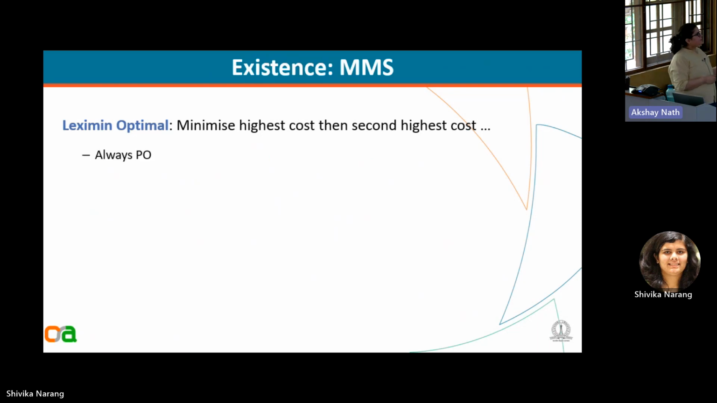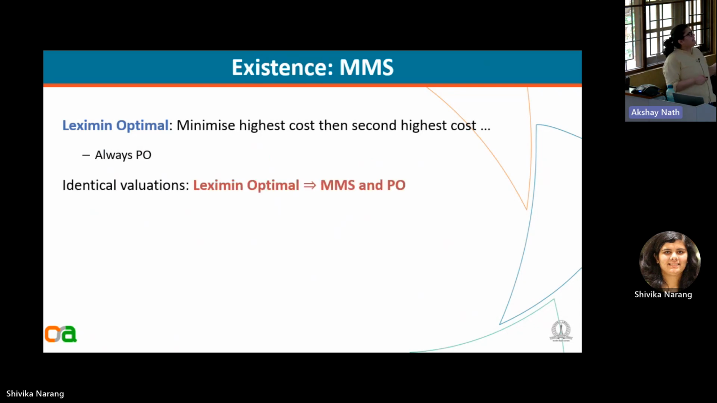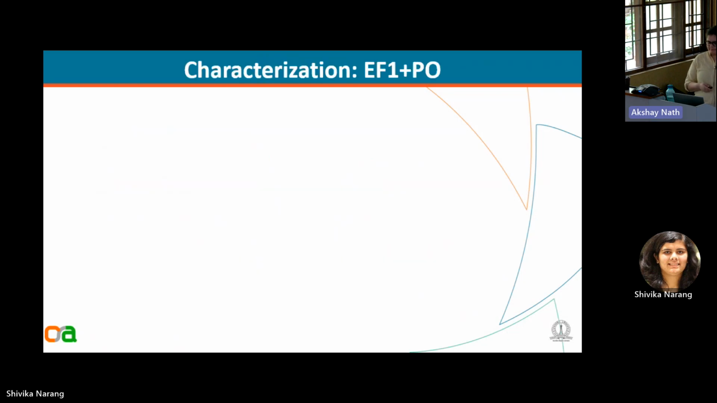And these will all be Pareto optimal. And because this is an optimization based notion, some Pareto optimal matching has to exist, right? And because our cost functions are identical, this Leximin optimality will imply that it's MMS. And PO you already got for free from Leximin. So MMS and PO allocations must exist in our setting, right? MMS, that's why MMS alone also must exist. MMS and social optimality need not exist. Again, same example, okay?